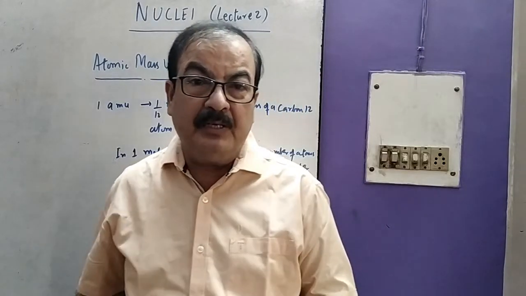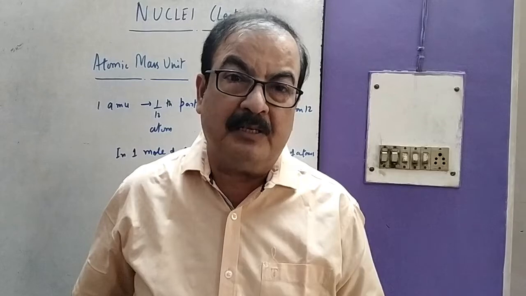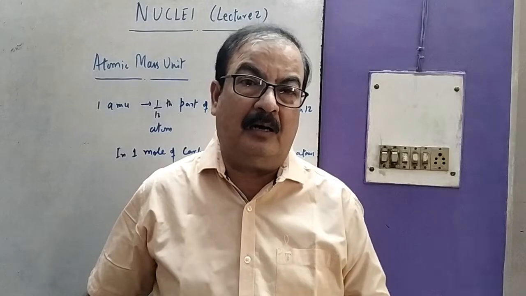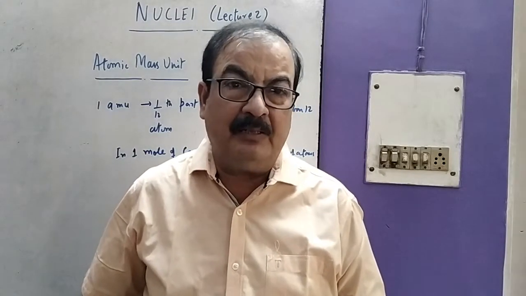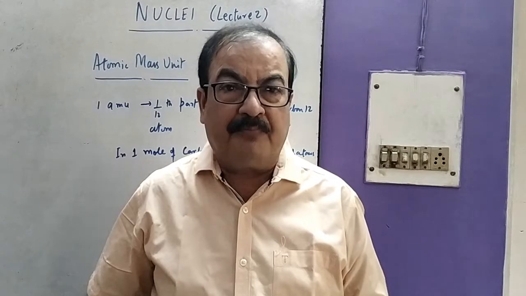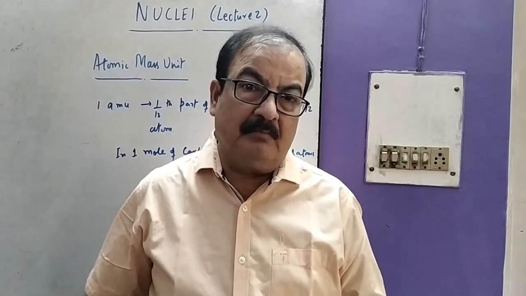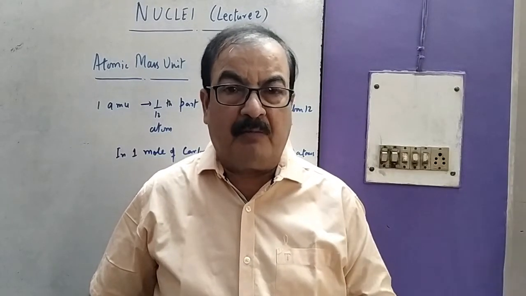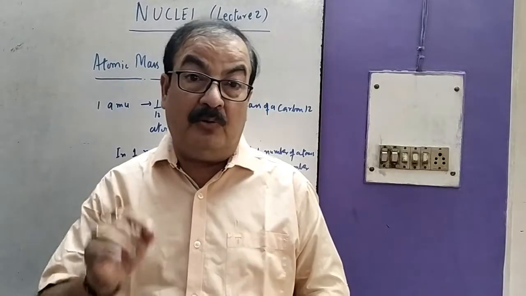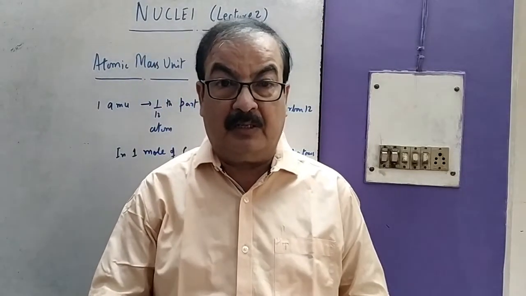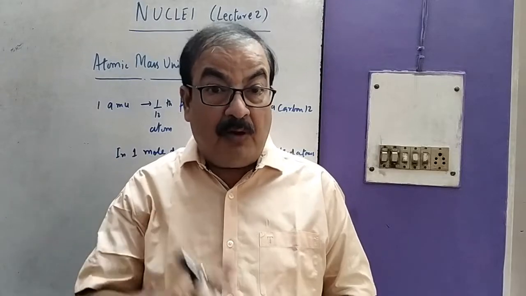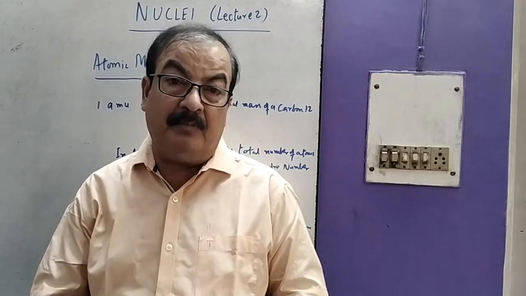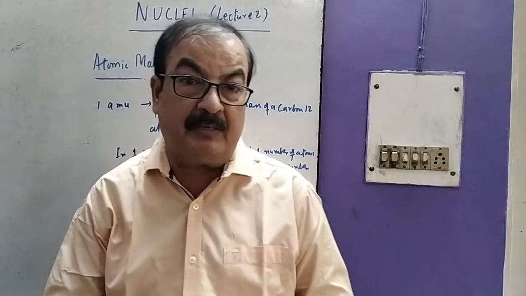What is the atomic mass unit? It is 1/12th part of the actual mass of a carbon-12 atom. You know that carbon has different isotopes, one carbon-12, the other carbon-14. We do not take carbon-14 because it is radioactive. We take only the ordinary carbon atom, carbon-12. 1/12th of the mass of a carbon-12 atom is called an atomic mass unit. In short, we write it as amu.